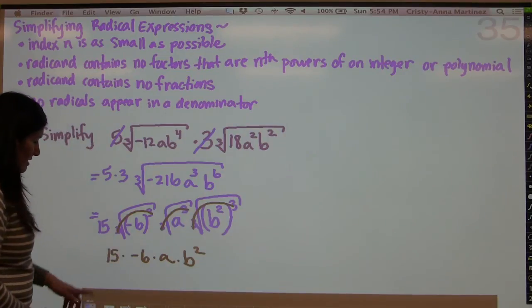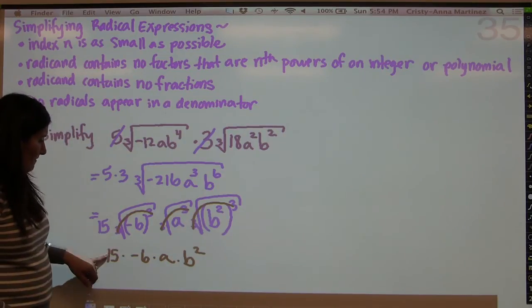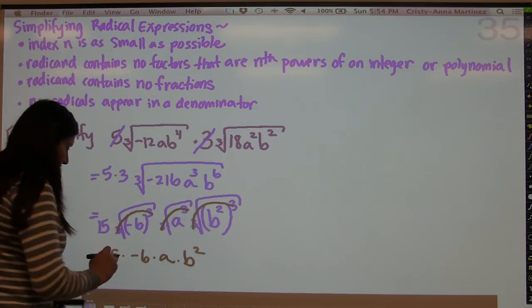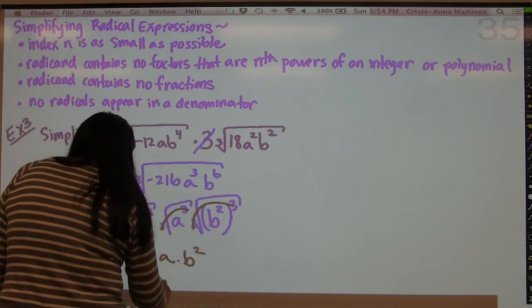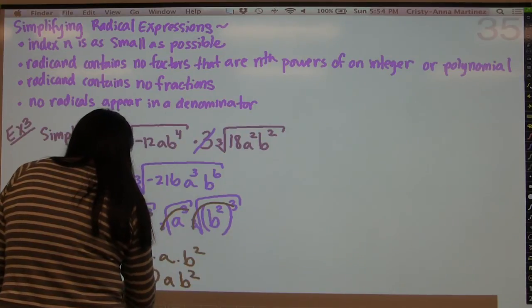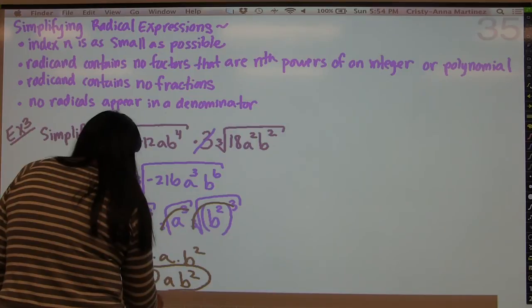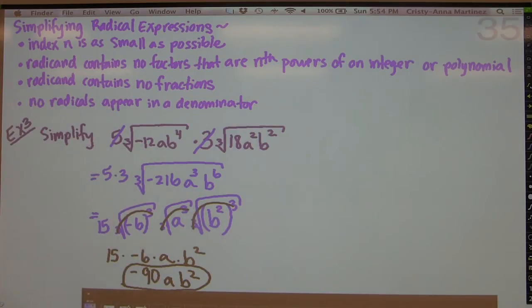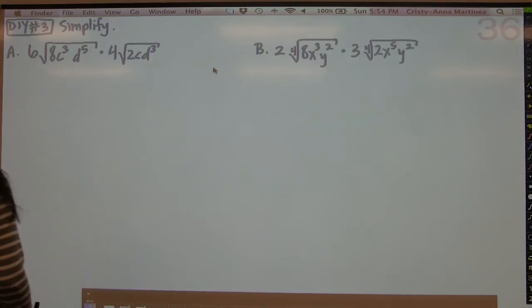Now be careful here because it's not subtraction, this is multiplication. So 15 times negative 6 is going to give us negative 90 a b squared. Now because this is a cubic index, we don't have to worry about absolute value bars. So the answer is just negative 90 a b squared. Alrighty, so now you can try this do-it-yourself example, and then we'll move on to adding and subtracting radicals.